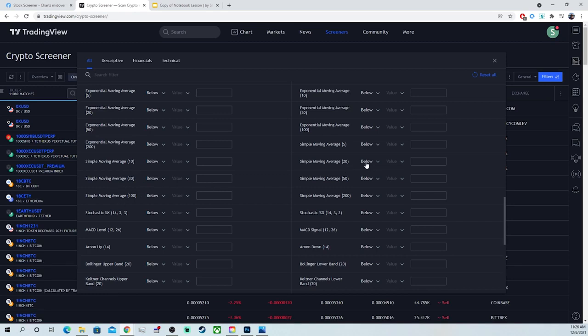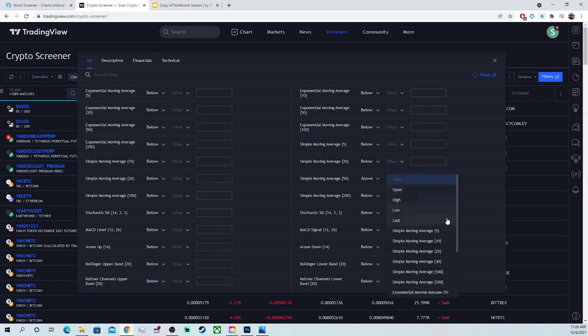Now you guys know you can do the 20 crossing over the 200 or the 50 crossing over the 200. It's up to you guys to decide how you want to look at it. You can even use the 5 crossing over the 20 or the 5 crossing over the 200. Now, to make it easy, I'm going to stick with the 50 crossing the 200 because that's the standard one that most people use. So I'm going to click on crosses up, or you can say cross above the value, which is going to be the simple moving average 200.